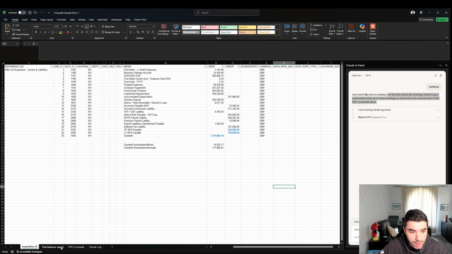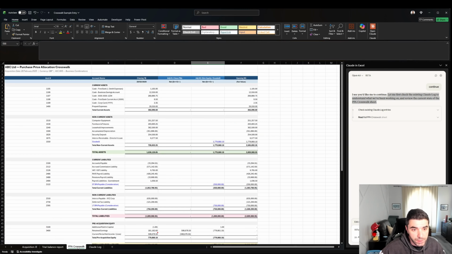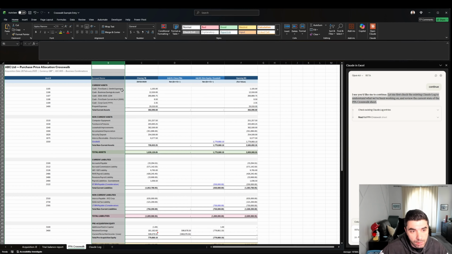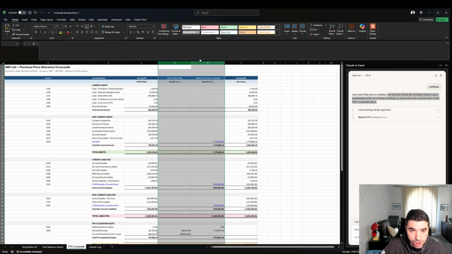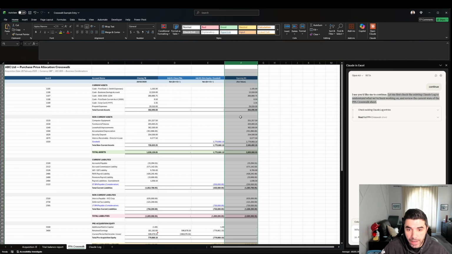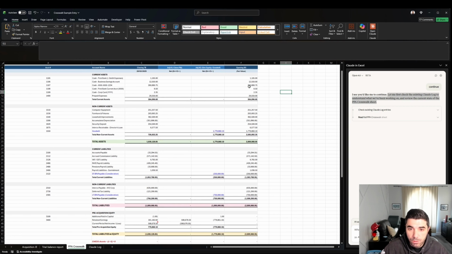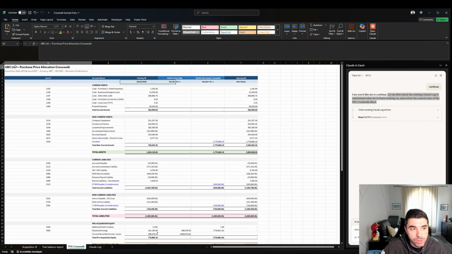And so what we went ahead and did is we had Claude go in and create what we call a PPA Crosswalk, which is effectively a bridge between the current trial balance, which is here, and then any adjusting entries based off of the acquisition. And then it comes up with an opening balance here. So typically this could look like 15, 20 columns. This is a very simplistic example, but either way, it was able to absolutely one-shot this.